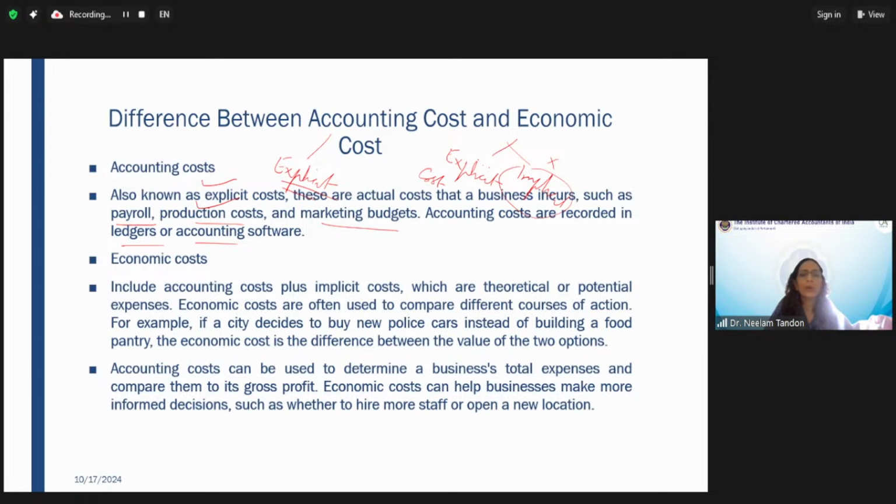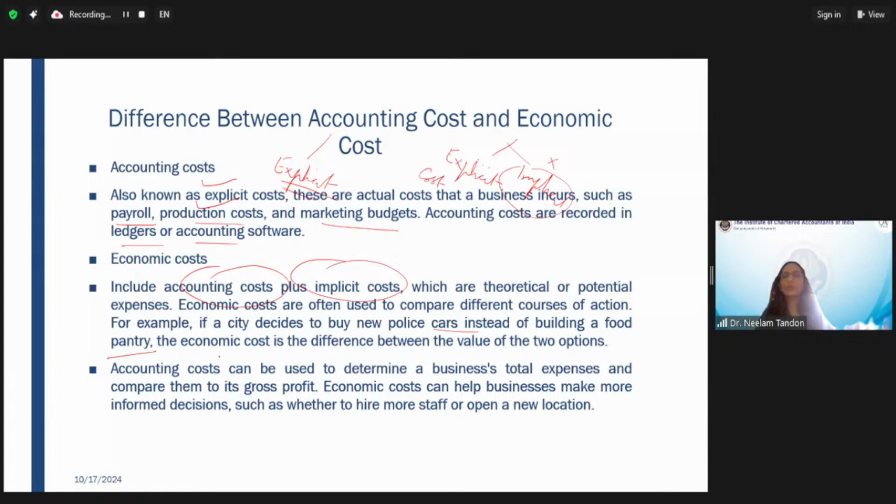And economic cost is this accounting cost plus implicit cost. What is implicit? So it includes accounting cost plus implicit cost. Economic cost helps to make decisions. So, for example, if a city decides to buy new police cars instead of building a new pantry, so they have to see कि अगर हम नई पुलिस कार्स खरीदे या एक हम eating facility create करें. So, should we go for this or should we go for this?